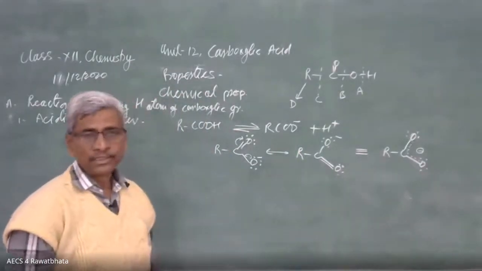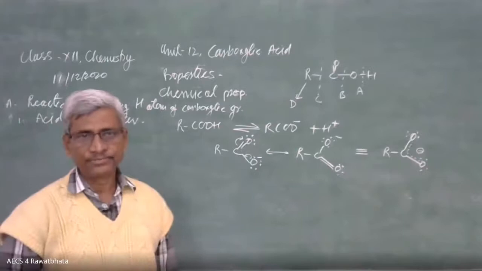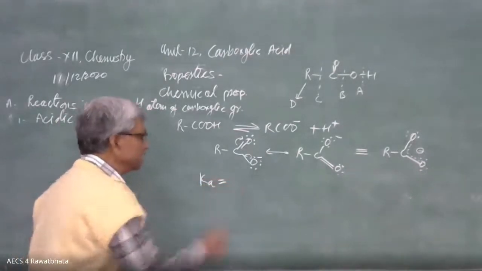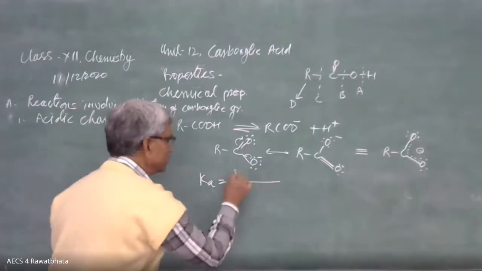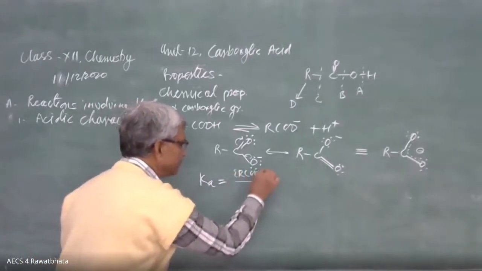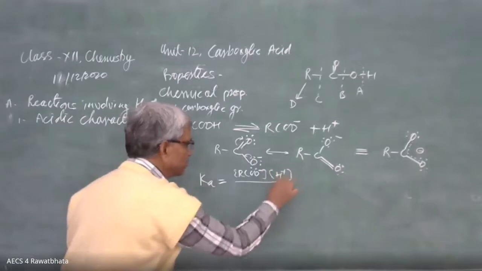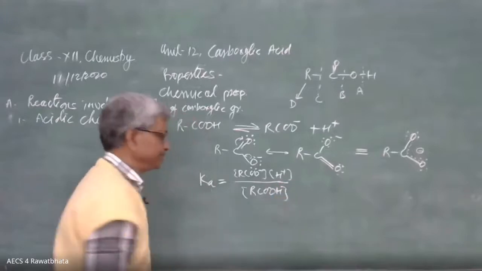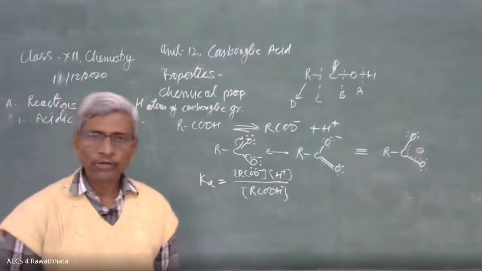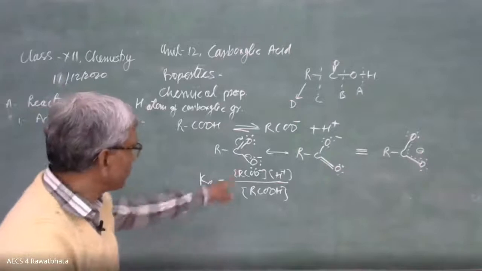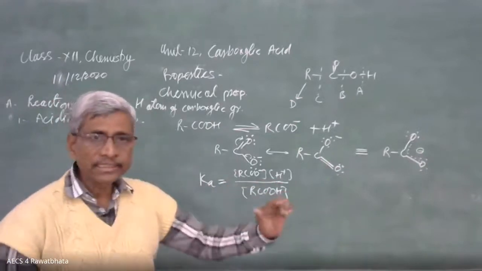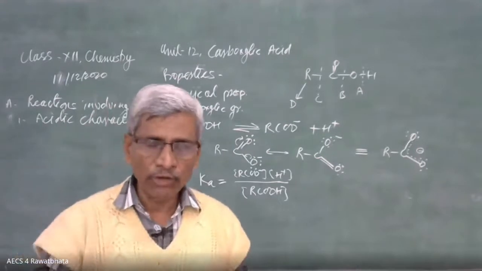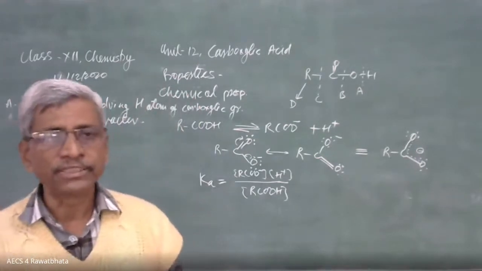value of equilibrium constant for the acid, Ka. The Ka expression can be written as K is equal to molar concentration of carboxylate ion times molar concentration of hydrogen ion divided by molar concentration of RCOOH. If the value of K is large, it means product concentration is more and its acidic strength will be higher. Larger the value of K, more will be the acidic strength.